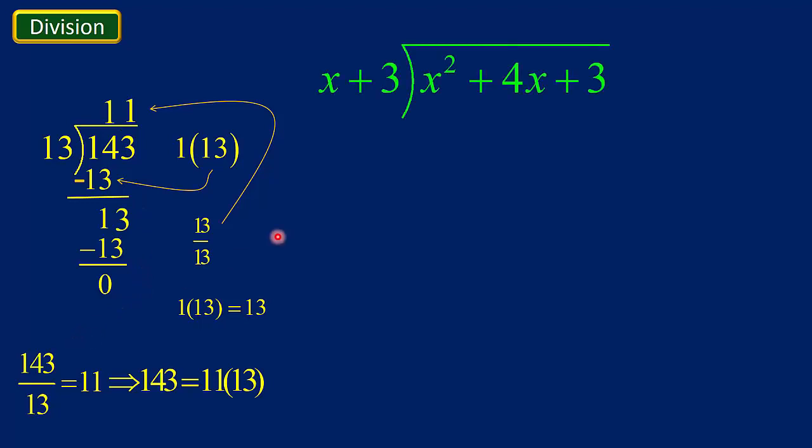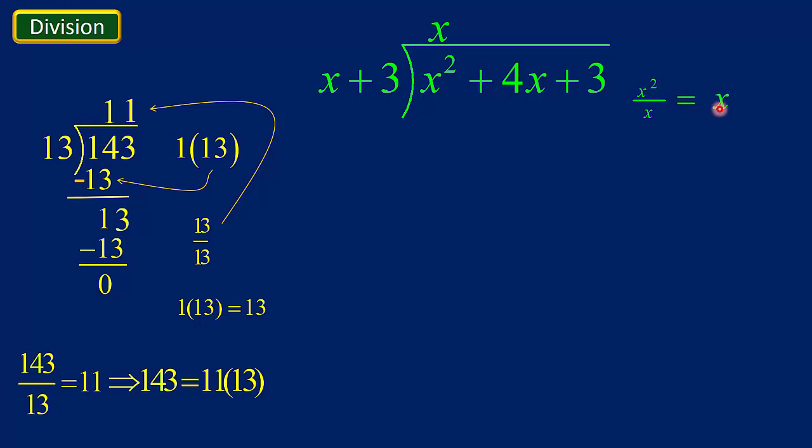Okay, so let's look at this with an algebraic expression here. So we've got x squared plus 4x plus 3. Now notice, that's a lot like 143, right? If x is 10, it's exactly 143, and we're dividing by x plus 3, which if x is 10, that would be 13. So we would expect to get x plus 1, but let's see what happens here. I'm going to take x squared divided by x. So you take this first term and divide it by this first term. And in this case, you get x. I put an x right there.